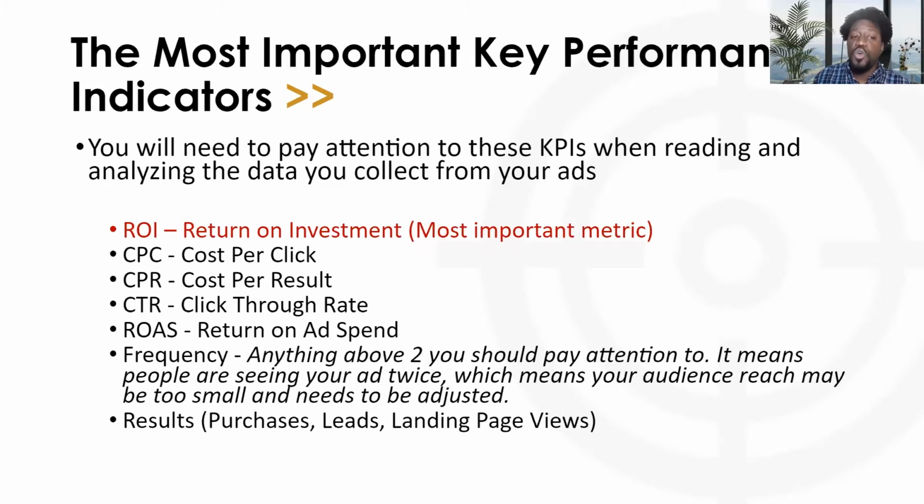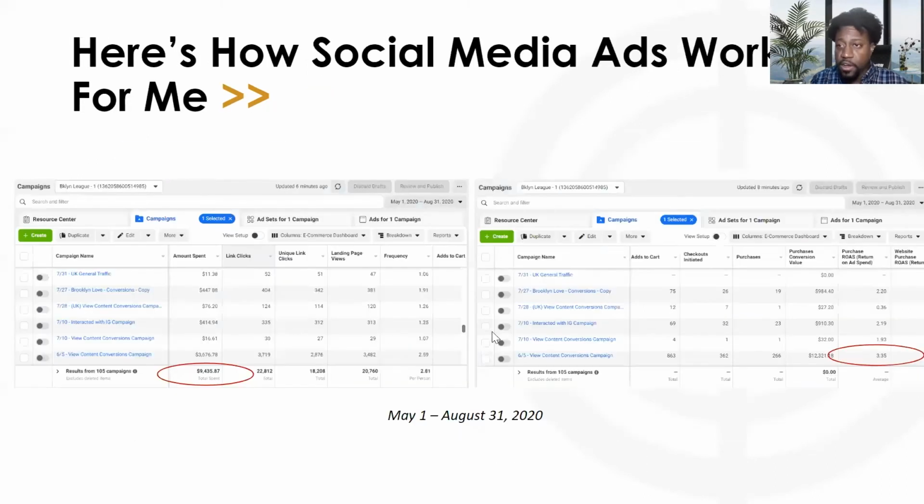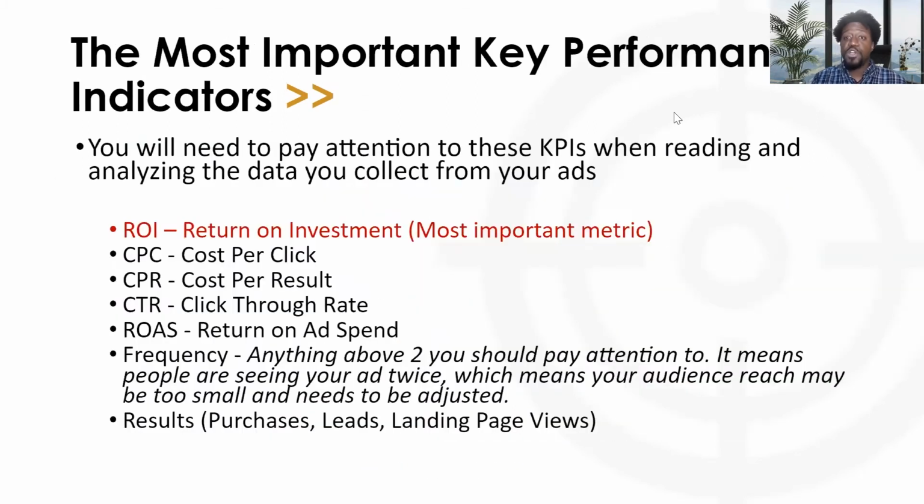The next is your ROAS, which is your return on ad spend, which is pretty much your ROI. Remember, it was that number back here, that 3.35 number. That's your return on your ad spend. And the frequency. The frequency is how many times your post is being seen by theoretically the same person, right? So you don't want anything over 2, because it means that the pool of people it's being sent out to is not large enough, right? And you don't want to get to a place where you have a frequency of 4.